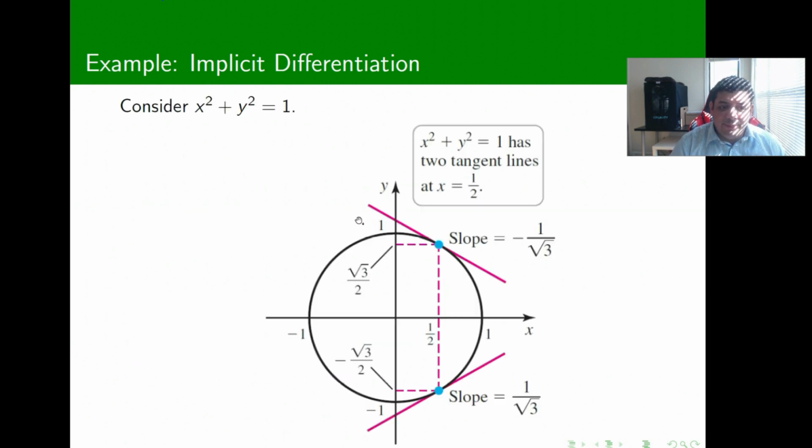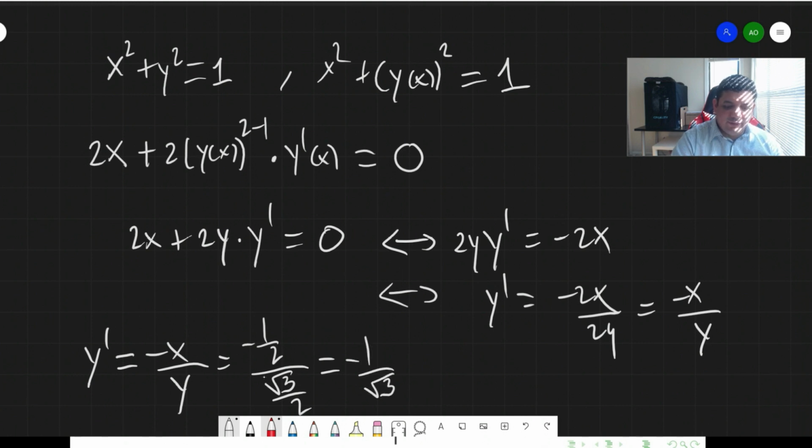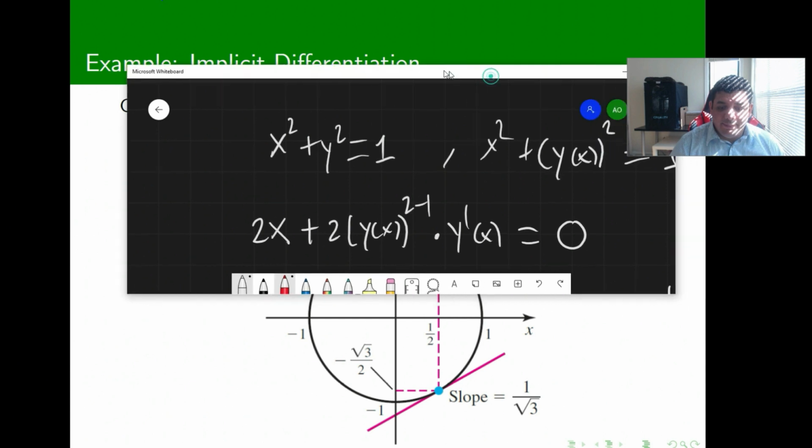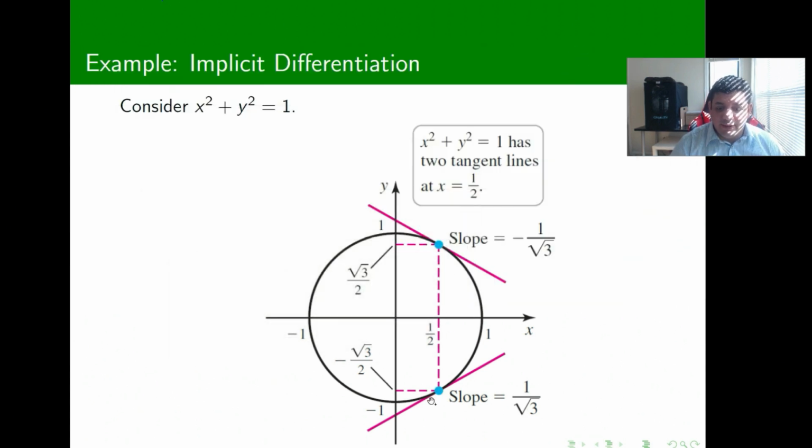So if I have the point 1, square root of 3 over 2, this is going to produce a slope of minus 1 over square root of 3. Notice that that happens because this is minus 1/2 and square root of 3 over 2. So we're going to get minus 1 over square root of 3, and in the situation that this is 1/2 and when we have minus 1/2 down here, we get the positive. Okay, so we're getting these two slopes.